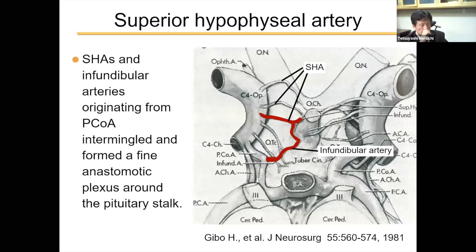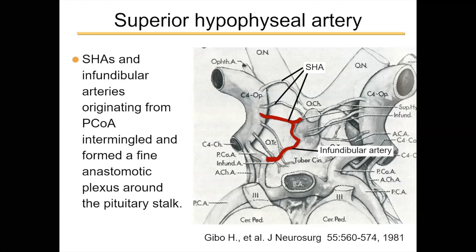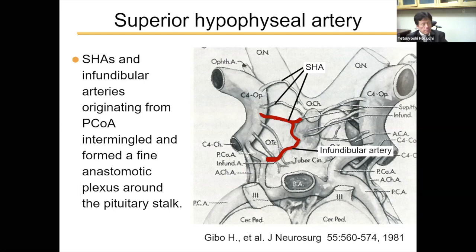There is an anastomosis between the right and left superior hypophysial arteries. In addition, other arteries connect the superior hypophysial arteries. Therefore, I think the unilateral proximal superior hypophysial artery sacrifice will not induce ischemia of the optic apparatus.